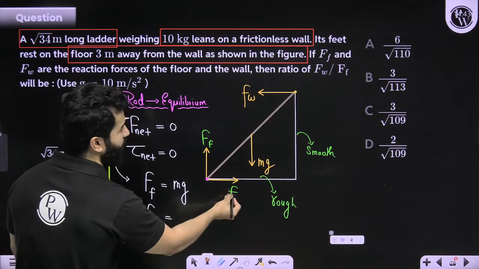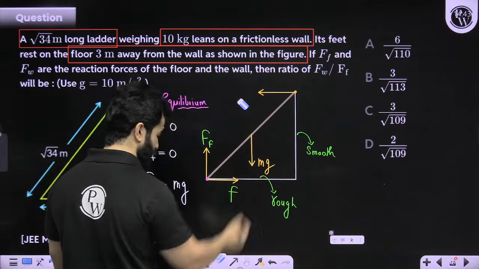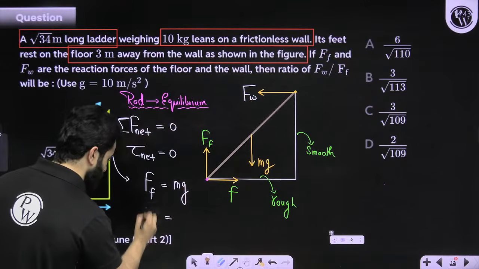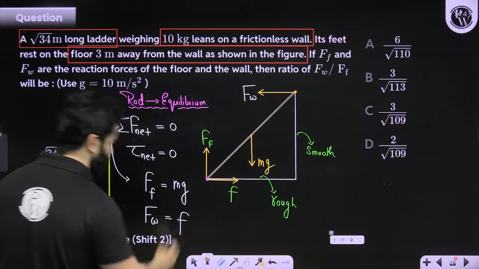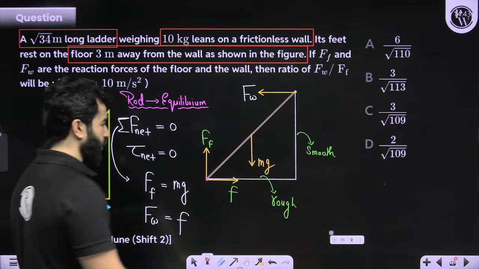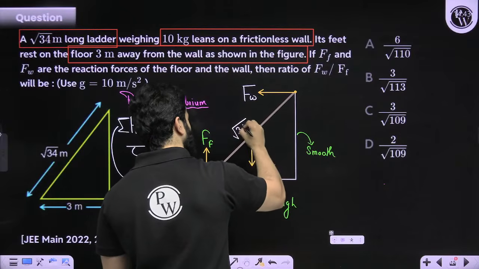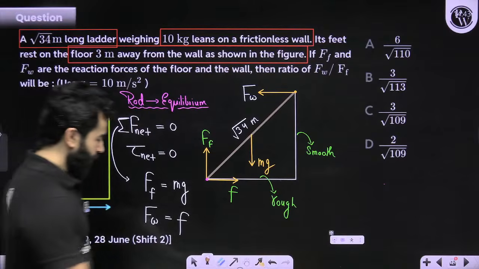This is F, and by the way, let me also write this as capital, because they have used capital. So this is Fw. So this is going to be Fw equals to friction force F. Now let's do again one thing. Please remember that this complete length is root 34 meter. Root 34 meter. All right.